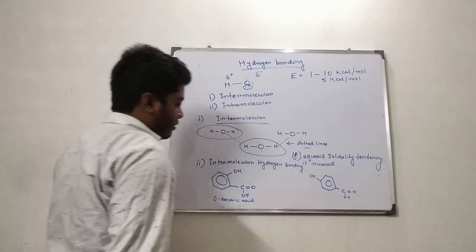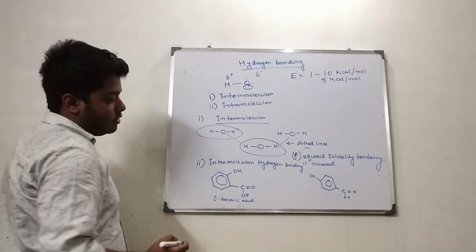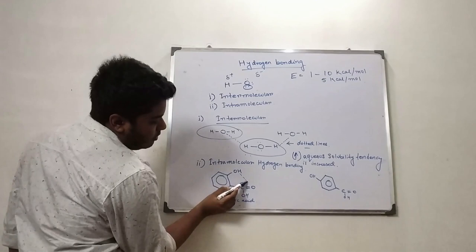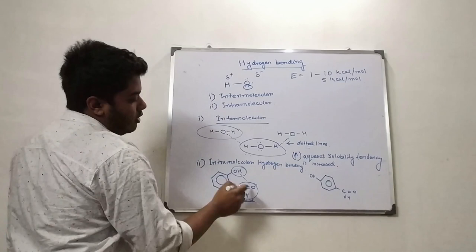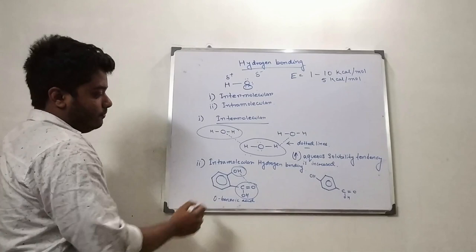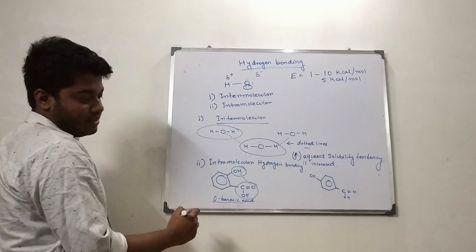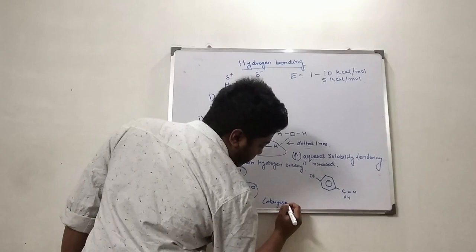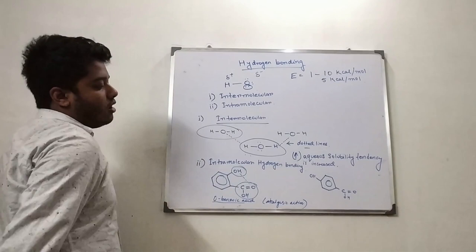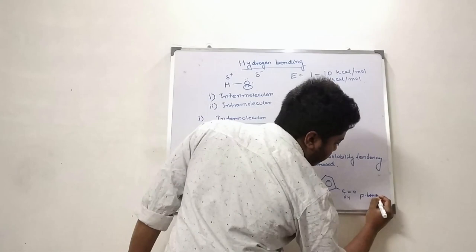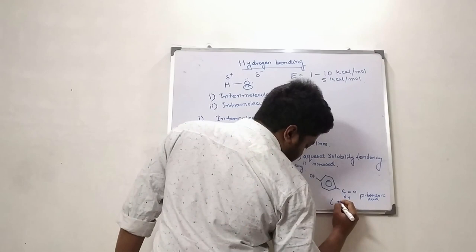So, in these two compounds, we see that intramolecular hydrogen bonding occurs between this hydrogen atom and oxygen atom, and it is occurring between two different functional groups within the same molecule. So we have ortho-benzoic acid that gives the analgesic action, whereas the para-benzoic acid has little analgesic action, low analgesic action.